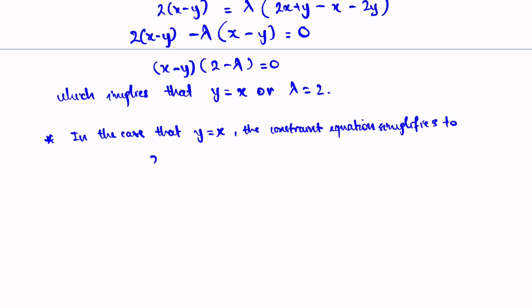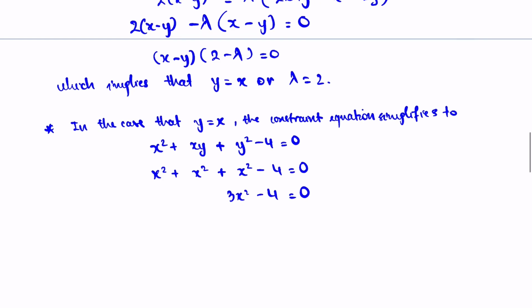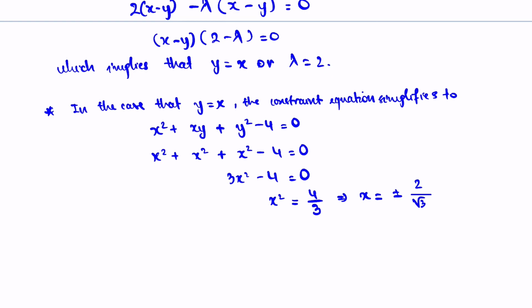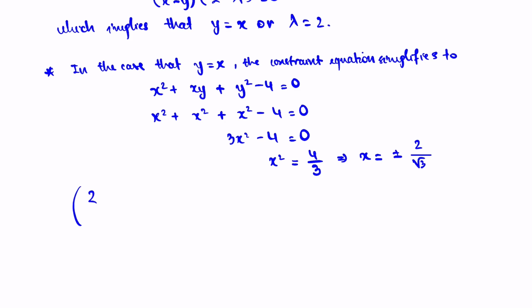the constraint equation is x squared plus xy plus y squared minus 4 equal to 0. In this case, y is equal to x. Therefore, you get x squared plus another x squared minus 4 equal to 0, or 3x squared minus 4 equal to 0, or x squared is equal to 4 over 3, which implies that x is equal to plus or minus 2 over root 3. Therefore, two candidates for the location of extreme values are, remember in this case, x is equal to y, so you have 2 points, that is (2 over root 3, 2 over root 3) and (negative 2 over root 3, negative 2 over root 3).